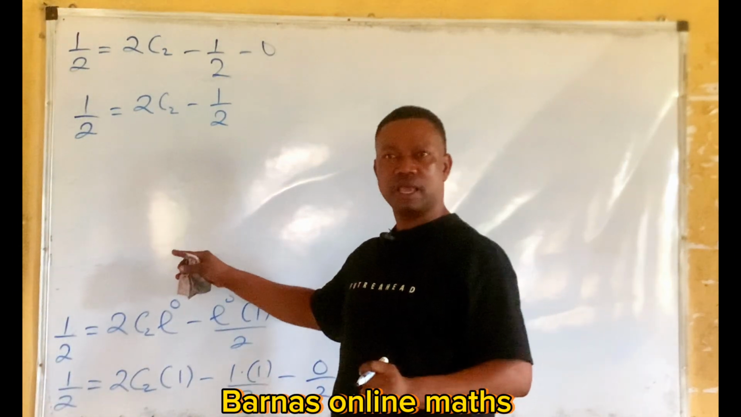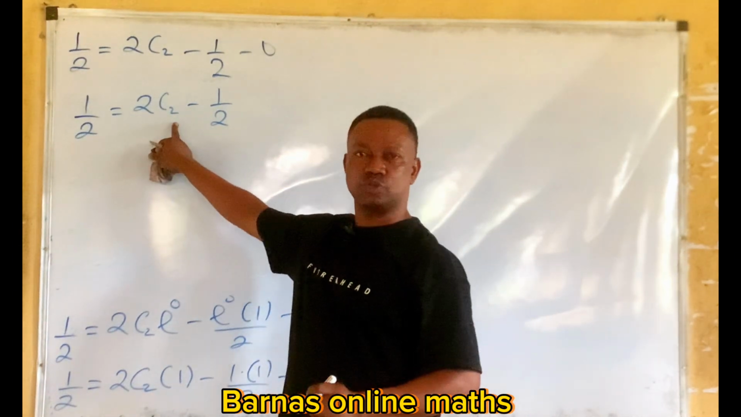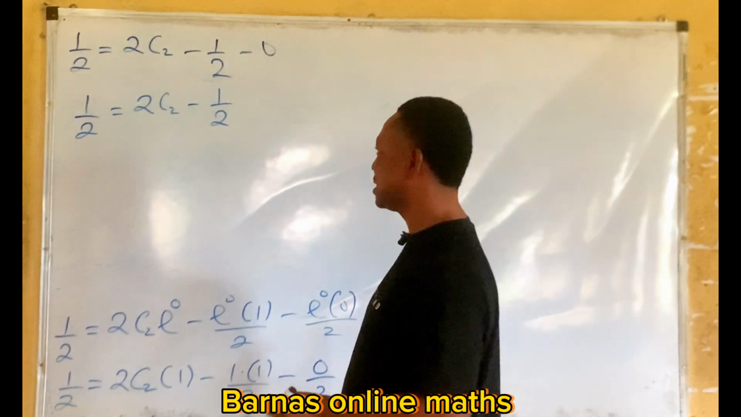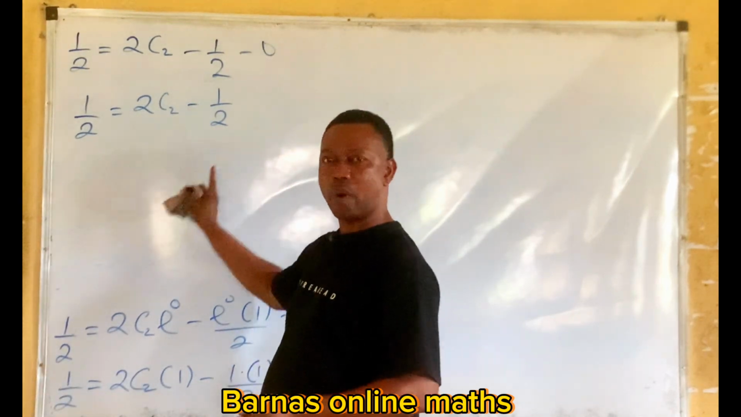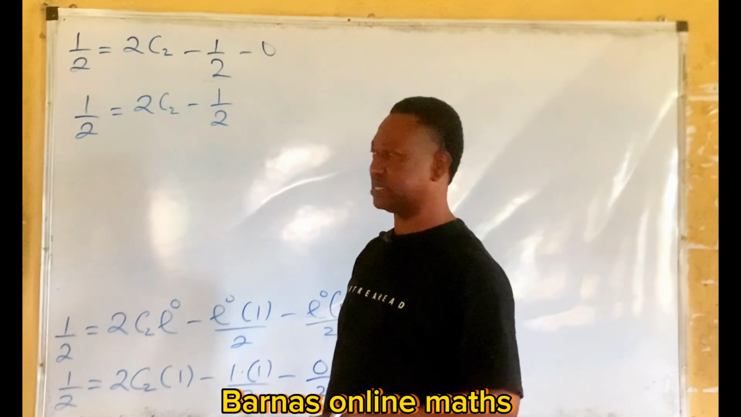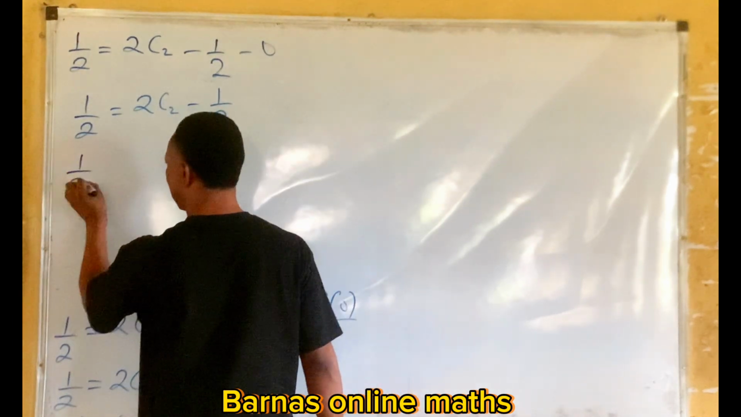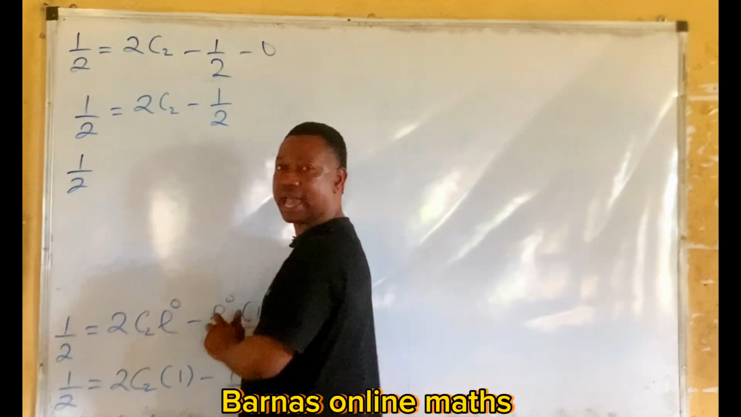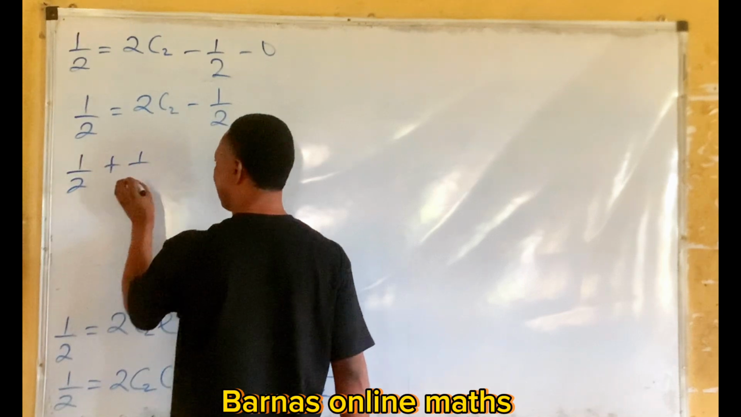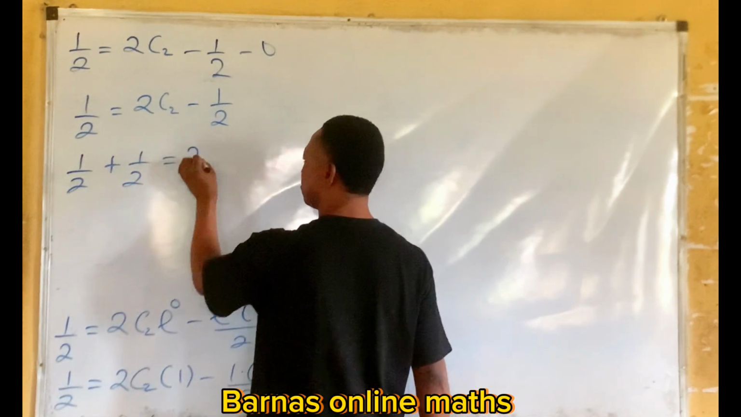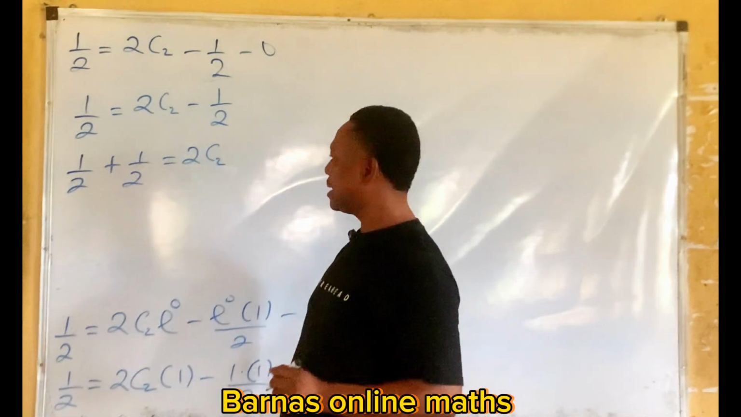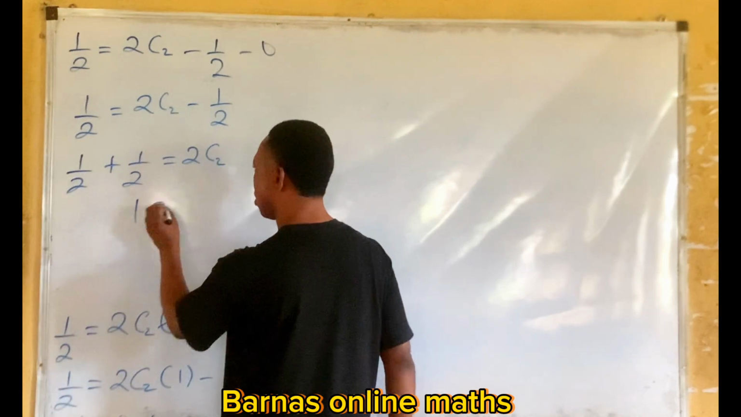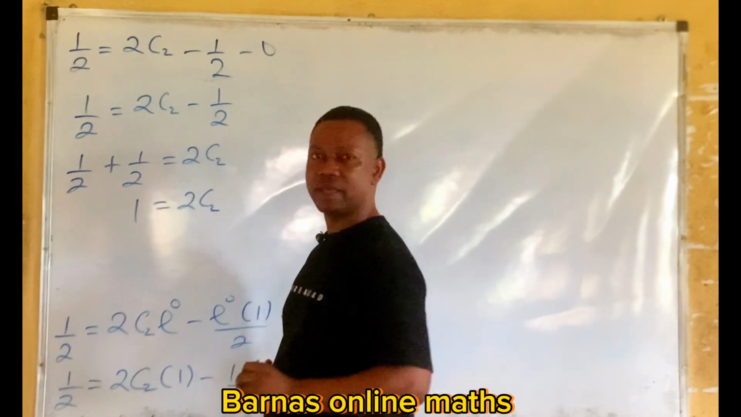Our target here is to make C2 the subject of the formula. As a matter of fact, any term that does not contain C2, we have to move to the other side of the equality sign. So we already have 1 over 2. This one is minus 1 over 2. Crossing equality sign turns to plus 1 over 2. Hence, half plus half will give us 1, which is equals to 2C2.